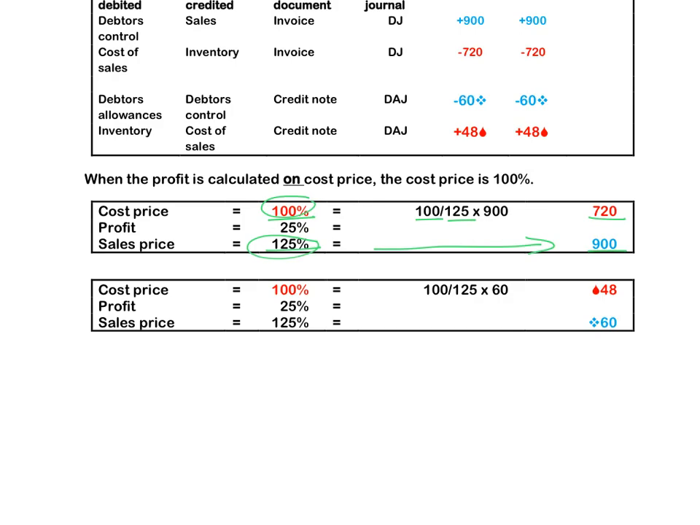If we want to calculate the cost price of the goods returned, the profit is still 25% on the cost price. The sales price is 60 Rand. So if we want to calculate the cost price, the percentage that we want divided by the percentage that we know, 125, times 60 will give me 48 Rand.